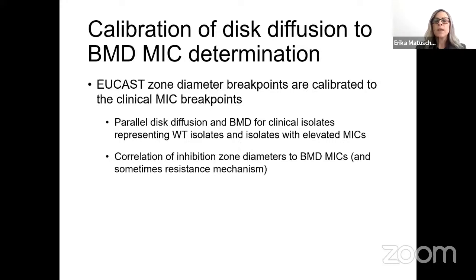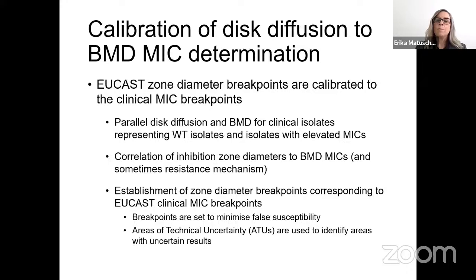MICs. And we look at, for each of these data points, the correlation between the inhibition zones and the broth microdilution MICs. In some cases, we would also look at a correlation to a specific resistance mechanism, but normally it is the clinical MIC breakpoints that are our reference. So based on this data set, we establish zone diameters corresponding to the clinical MIC breakpoints.